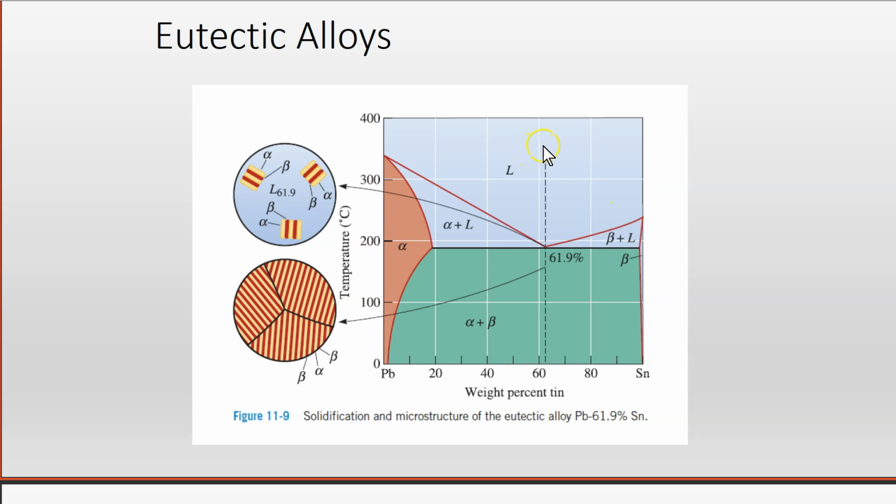Let's have a look at what happens if we cool a melt of the eutectic composition. As we cool, we have a liquid here with a composition of 61.9% tin, which is the eutectic composition, right here. As we cool down, we go from a liquid to a solid straight away. So this will solidify at a single temperature. There will not be a freezing range. And what will happen is that we will get lamellae of alpha and beta forming in the liquid, and when it freezes, we will have alternating lamellae of alpha and beta phases to form a eutectic.